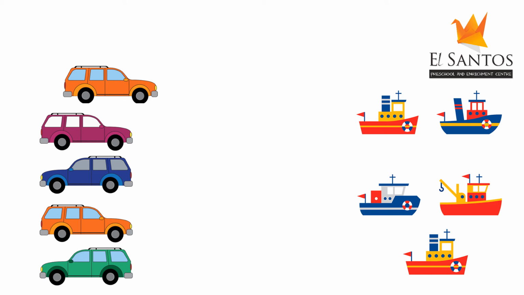Let's see another example. Look at these pictures and find out which one has more vehicles. There are 5 cars and there are 5 boats. Again, we know the alligator mouth only eats greater numbers, but these numbers are equal, and so the alligator mouth changes shape and becomes equal, like that.